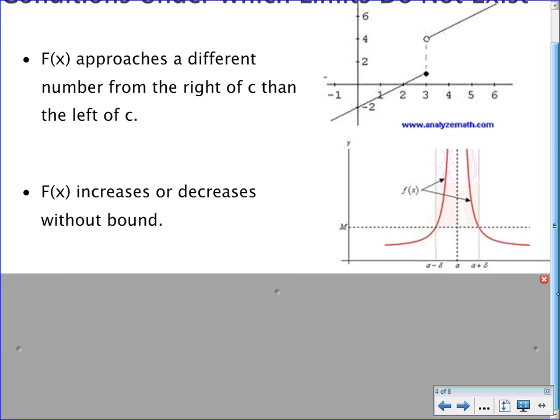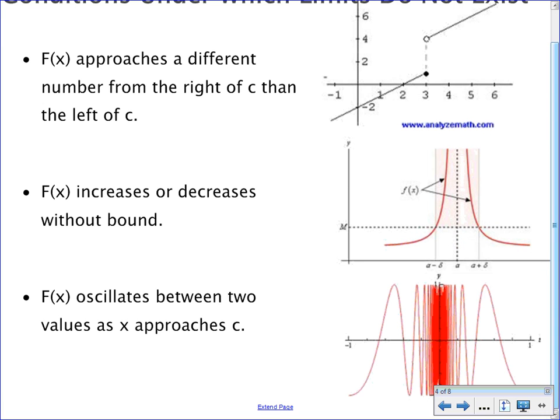And then the third time is when we have a function that oscillates between 2 values as we are approaching c. Okay? As you notice in my picture, the limit as x approaches 0 would not exist, because as we come from the right and left, we are oscillating between -1 and 1 faster and faster and faster. We don't know what's happening in there because it just keeps bouncing back and forth so quickly.